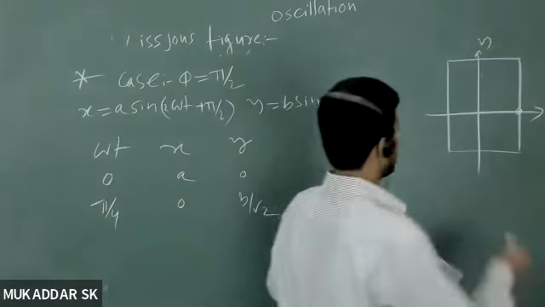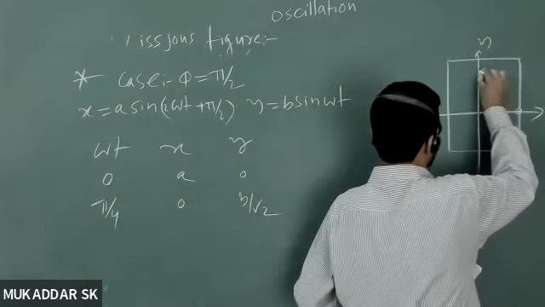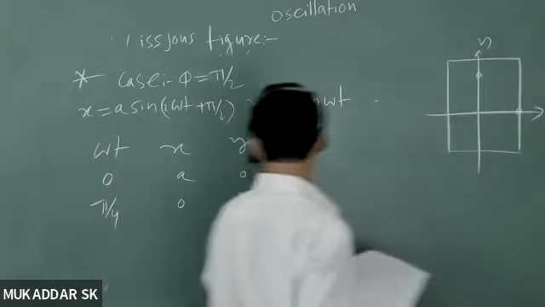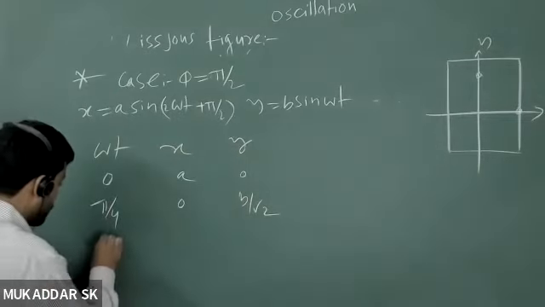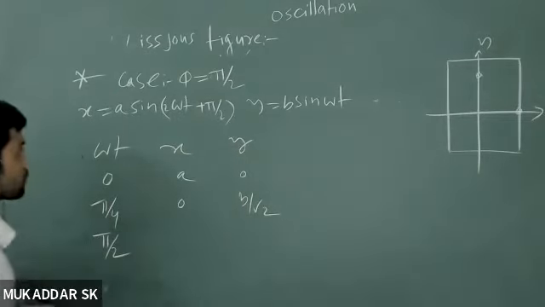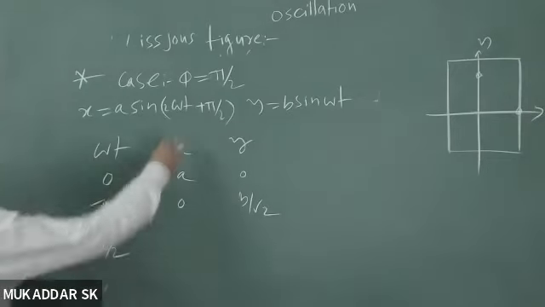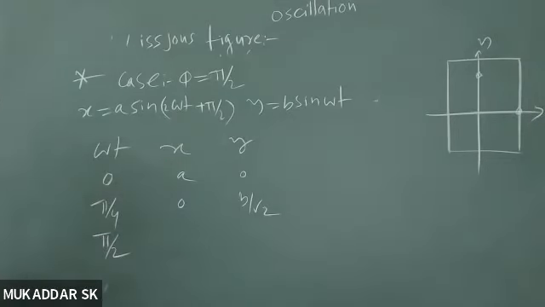Right? So you'll get a point somewhere here. Okay. Now if you take further pi by 2, so pi by 2, now it will become how much? Sin pi plus pi by 2. Sin pi plus pi by 2 means how much? -1.